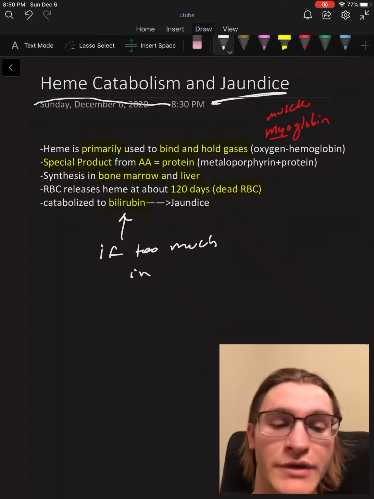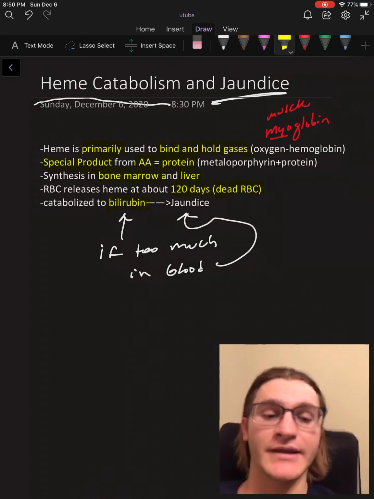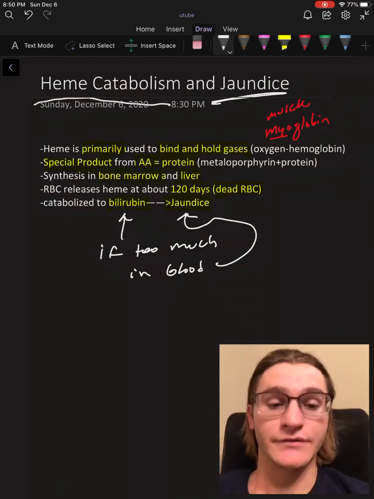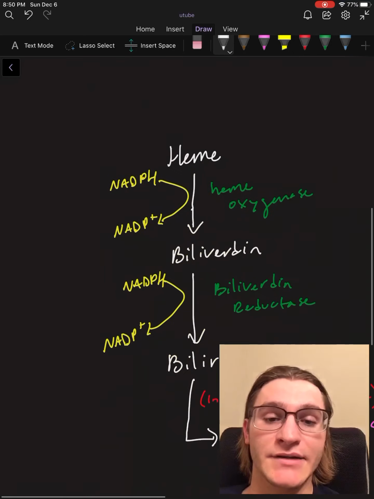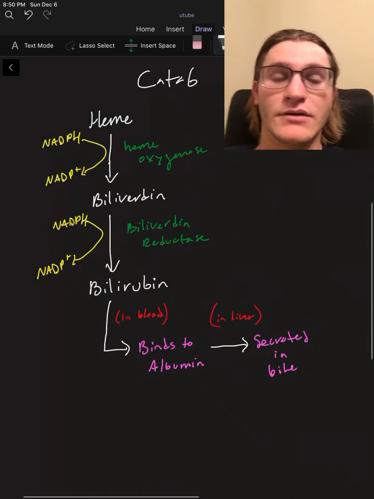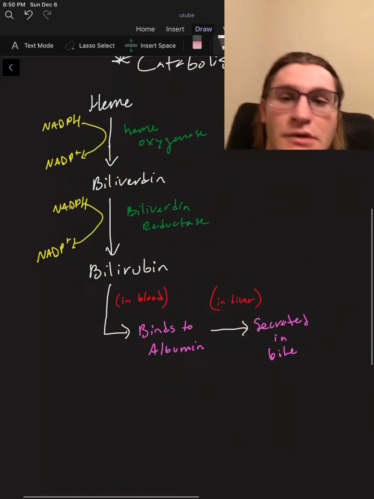So this bilirubin, if there's too much in our blood, that means we probably have jaundice, and that's a yellowing pigmentation of the skin. So it's a real clinical perspective to see if someone has jaundice, and that could kind of give us a cue of what's going on. So this is the catabolism of heme, and we're going to start.